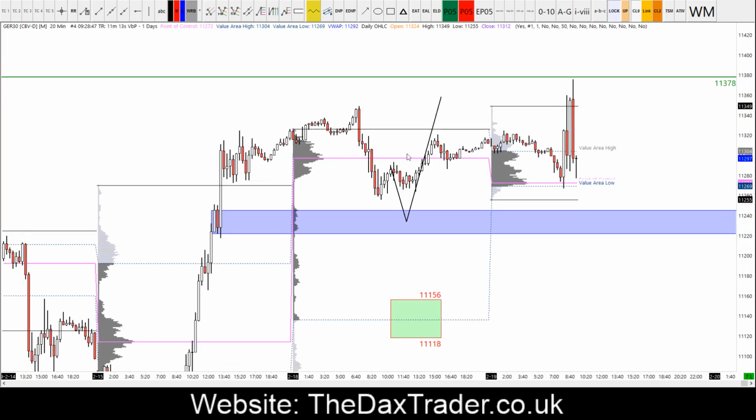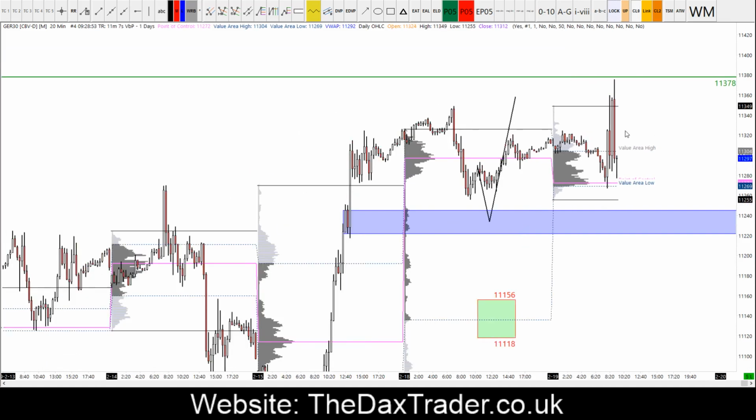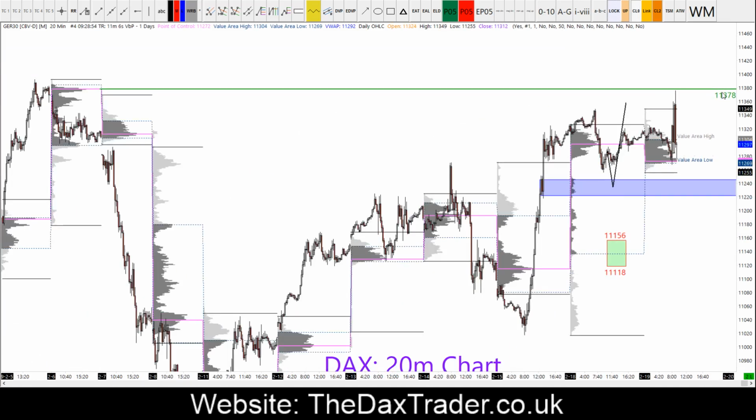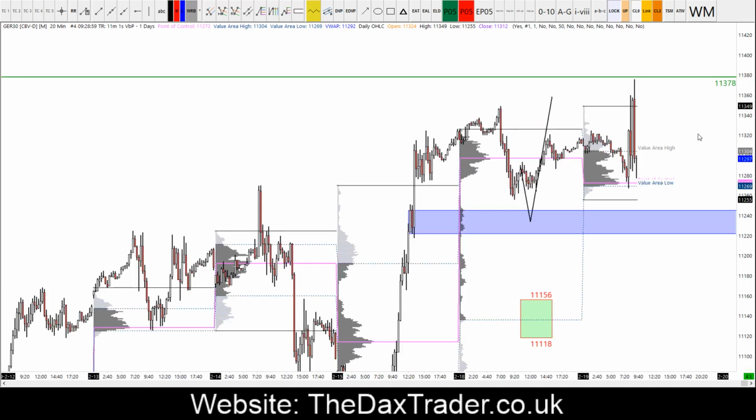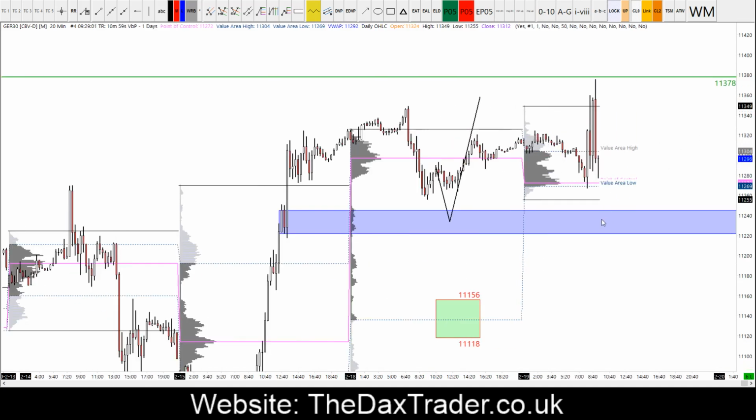The second scenario would be a continuation of the sideways move, just absorbing some of these higher prices, trying to build a base up here in order to go and take on that 378 high, because it's going to need some momentum to get through that, and they're going to need to collect a few buyers on the way.